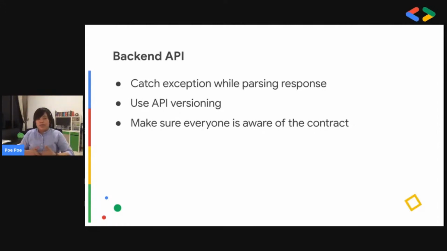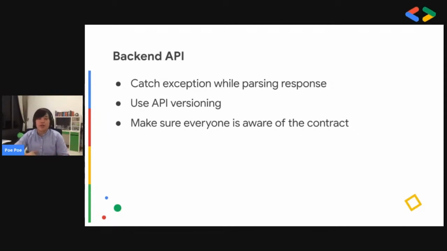Even in an API response, you should always catch the exception while parsing the response. What response code do you expect, and if it's not the response code you expected, what will you do? All of these should be considered. And also the backend API should use versioning and not push to production without consulting the mobile team or something like that.